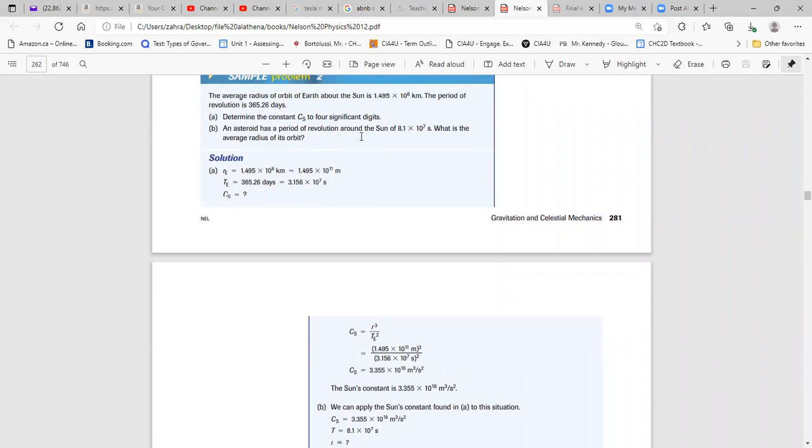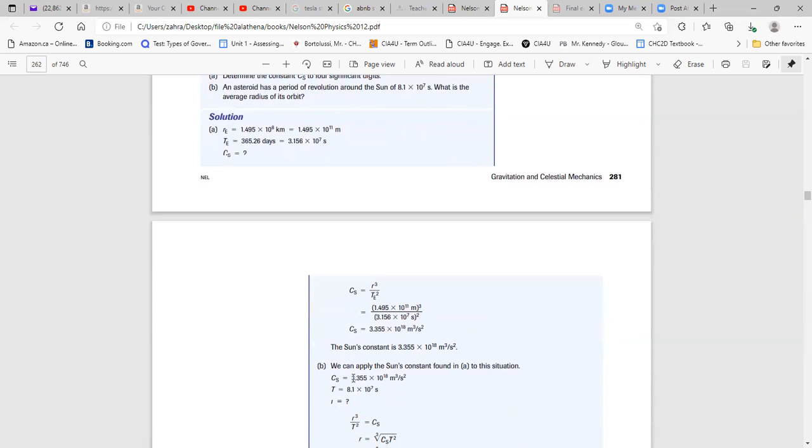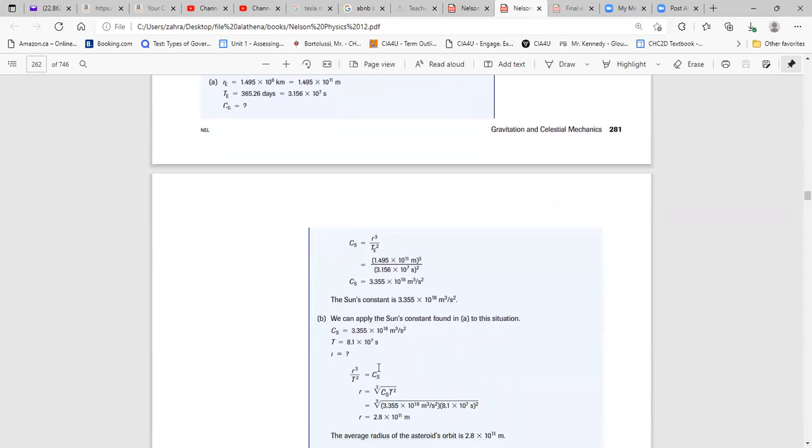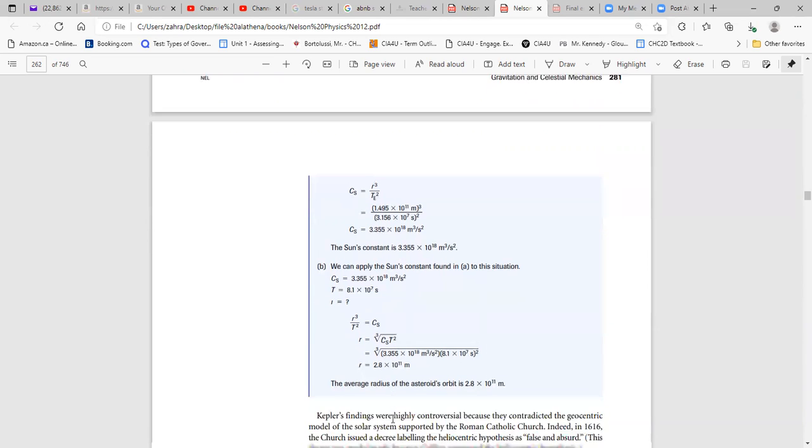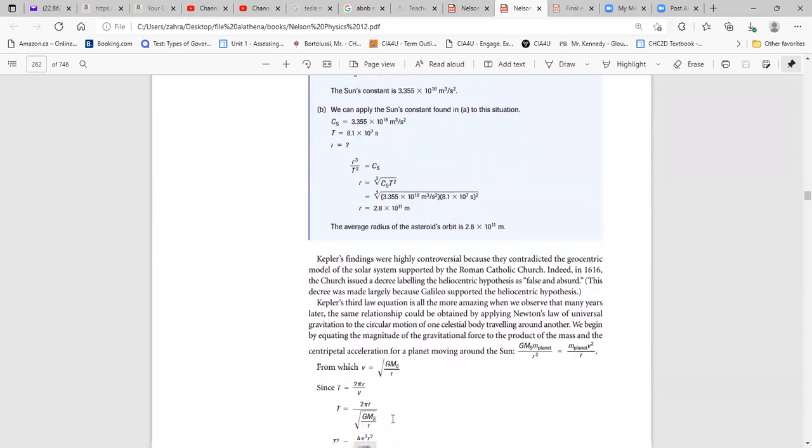An asteroid has a period of revolution of that many seconds. What is the average radius? So make sure when you do the period, first you need to convert it to seconds. Now, since we have this constant, because I know this equation, I know the constant. Now, in part B, the T is given, and I'm looking for r. And just simply rearrange for r, and you can find the average radius of that asteroid.